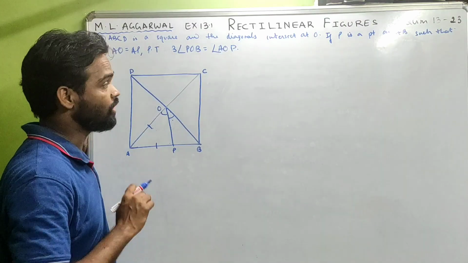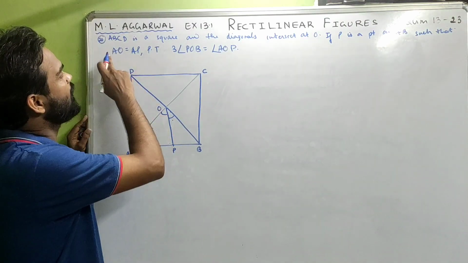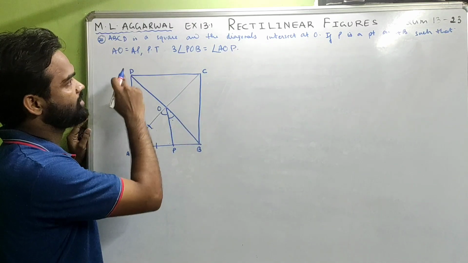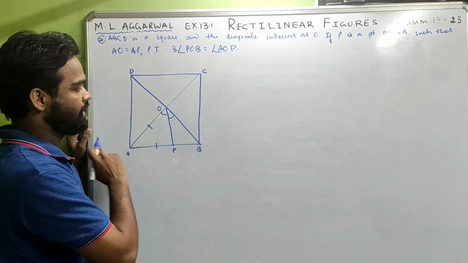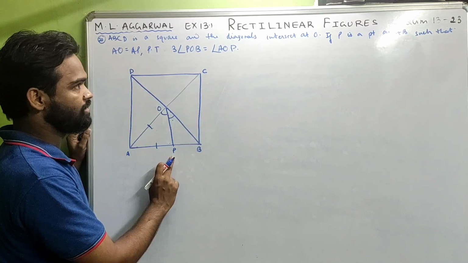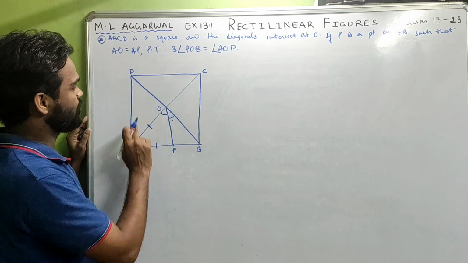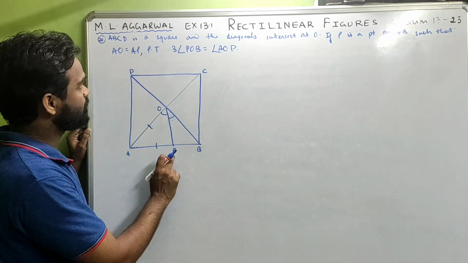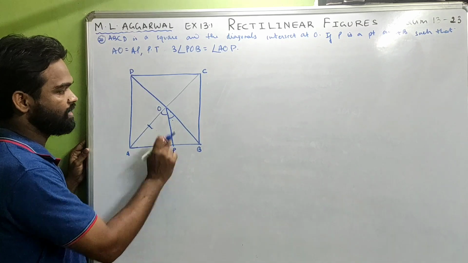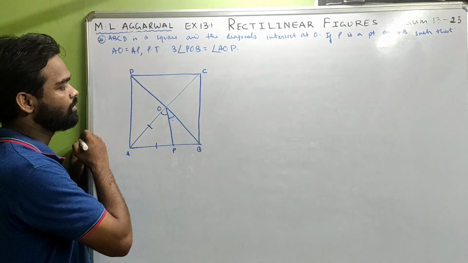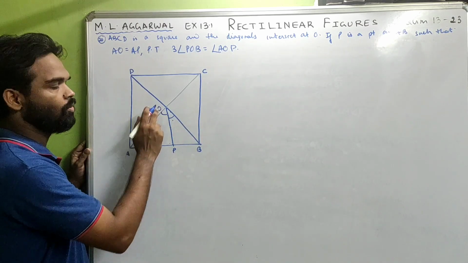Now let us look at the next sum. Now look at sum number 20. Very interesting. ABCD is a square. The diagonals intersect at O. If P is a point on AB such that AO equals AP, prove that thrice of angle POB is equal to angle AOP.